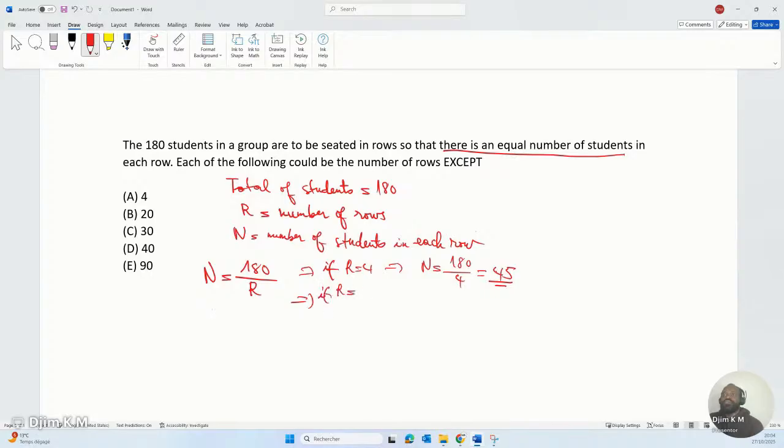If r is equal to 20, 180 divided by 20 will definitely give us 9. We can simplify here, it will become 18 divided by 2, which is equal to 9. If r is equal to 30, this is also going to give us an integer, which is going to be 6 students per row.